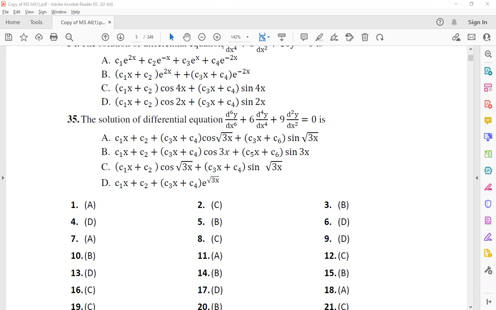Now we have to solve this. To solve this, we put D square as S. So this becomes S square plus 6S plus 9 equal to 0. So S is what here? Minus 3, minus 3. Correct. So what is D square? D square plus 3 equal to 0, again D square plus 3 equal to 0. So what is D? Plus minus 1.73i, again plus minus 1.73i.